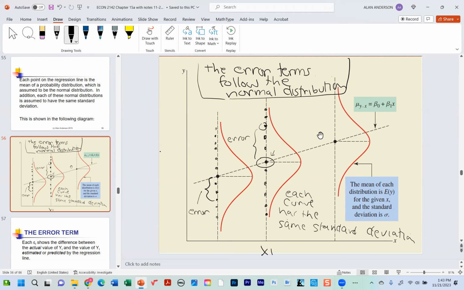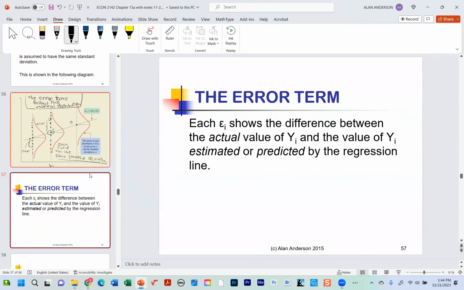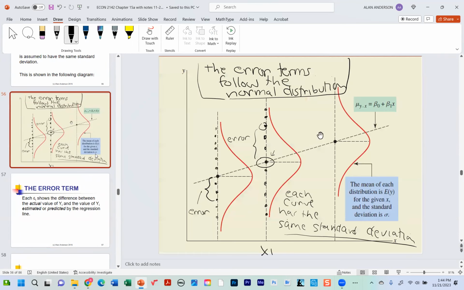And each one is assumed to have the same standard deviation. So each error term, just throw this in here. Yeah, that came out of the book. There's no way I was going to be able to draw this one. Look at that thing.